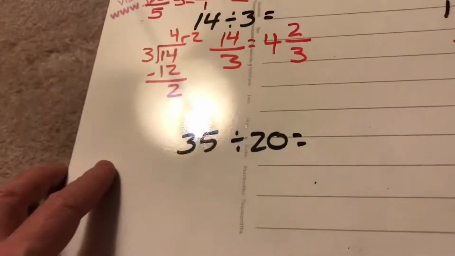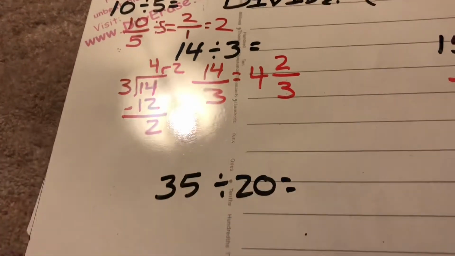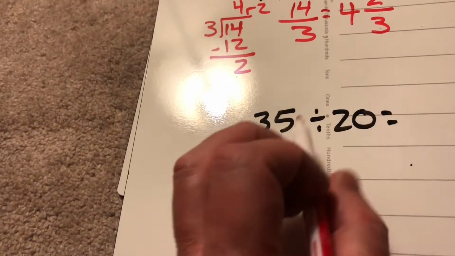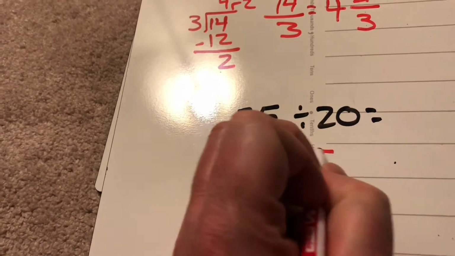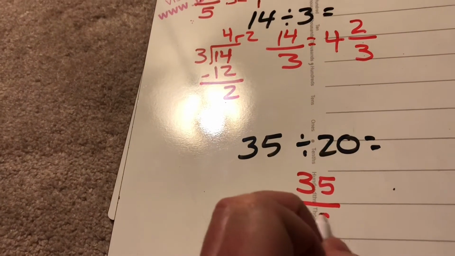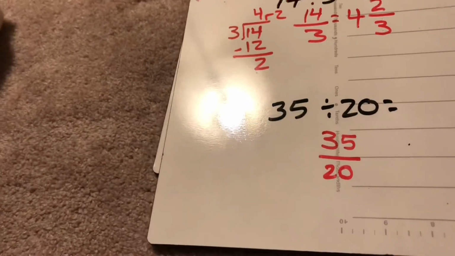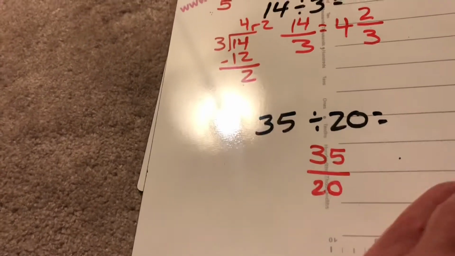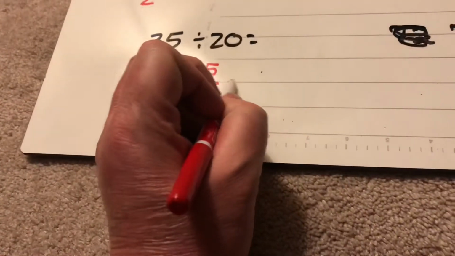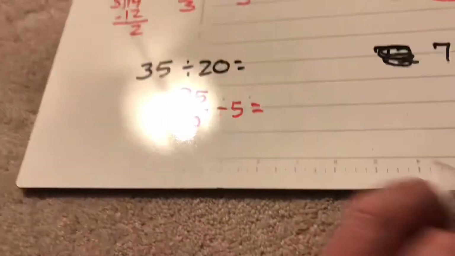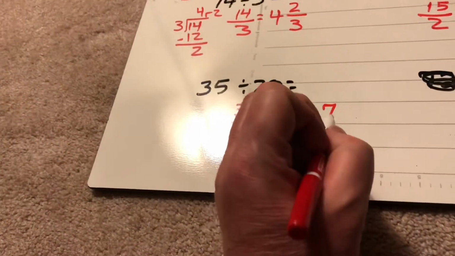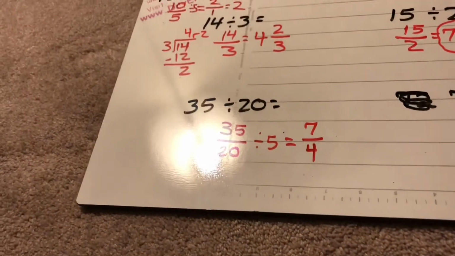All right? Let's look at this next one. 35 divided by 20. I'm going to think about that as a fraction, 35 over 20. Now, this ends in a 0, this ends in a 5, so I know they're both divisible by 5. 35 divided by 5 is 7. 20 divided by 5 is 4.